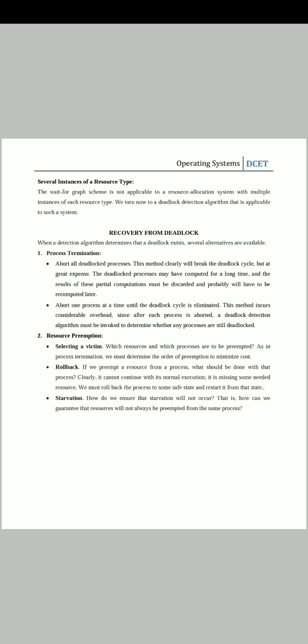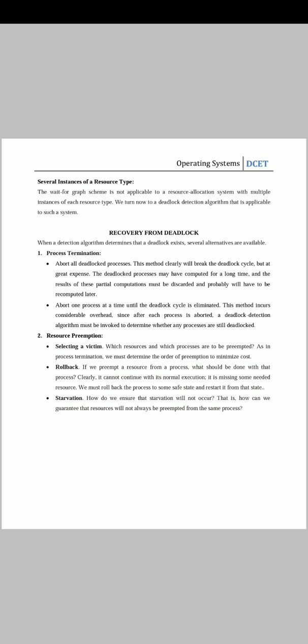The second one is, instead of terminating all the processes, I terminate one process at a time. I terminate one process, again I check whether the deadlock is there, then I terminate the next process. If there is no deadlock, I stop terminating processes. So in the second method of process termination, I terminate one process at one time.